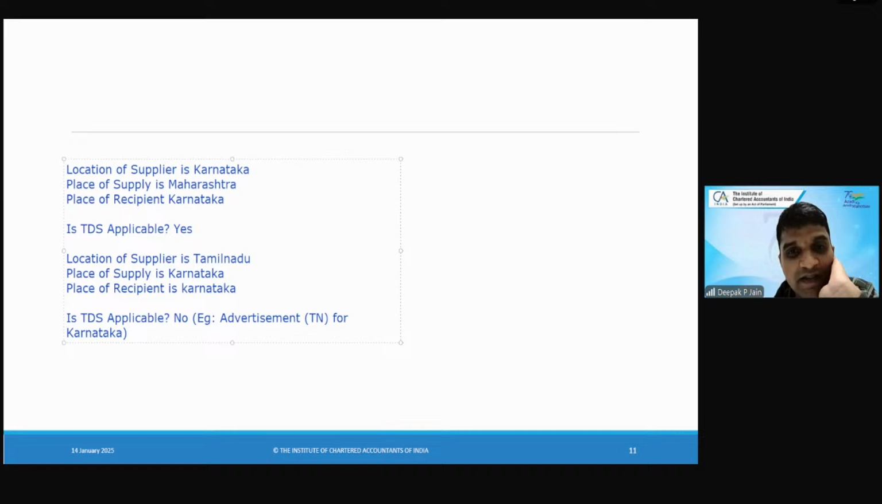Yes, any practical examples? Yes. These basics, if you have understood, then I can proceed further.